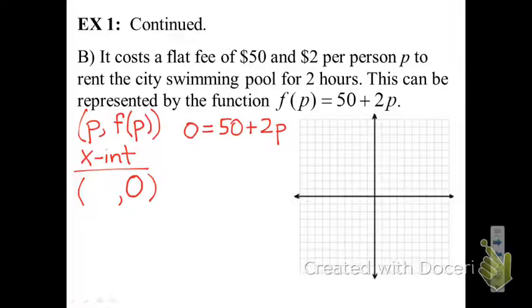Put 0 in for P. No, don't put 0 in for P. We've replaced the F of P. So at this point, you're solving for P. So not plus 50. Minus 50. Oh. Okay.